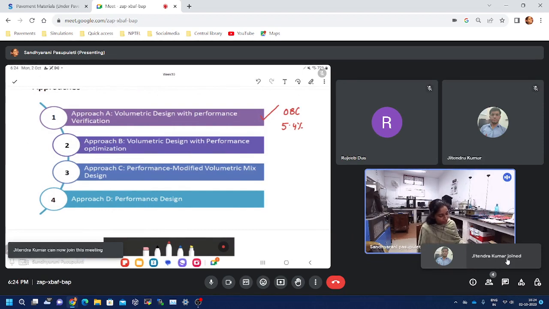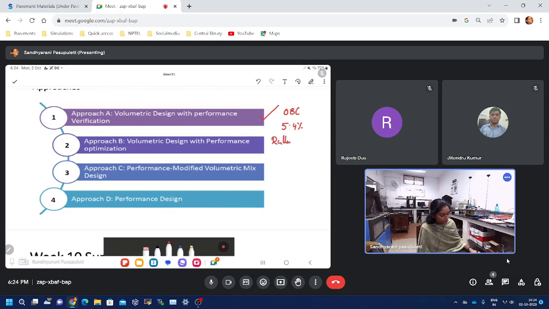Once my OBC is 5.4%, let us say I wanted to understand how this mixture would perform with respect to rutting, fatigue and also low temperature cracking. So using this OBC, I will prepare some cylindrical specimens according to the specifications required. I will test those specimens for rutting, fatigue and low temperature cracking. If those mixture specimens are able to resist these three failures in the laboratory, then we can say that the OBC we have decided is the final OBC.